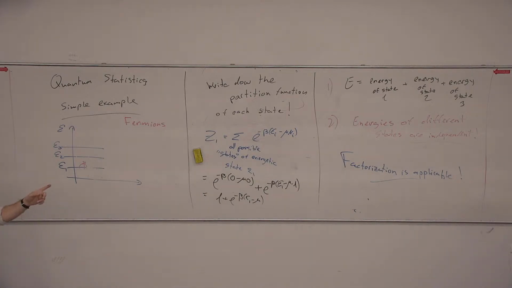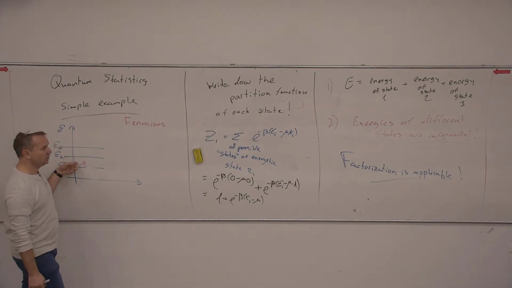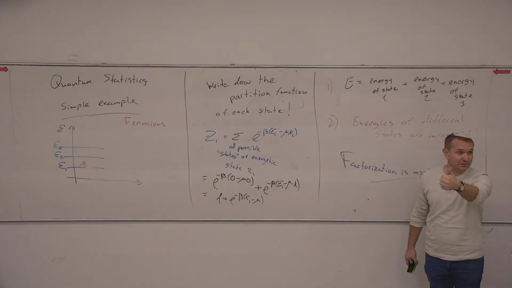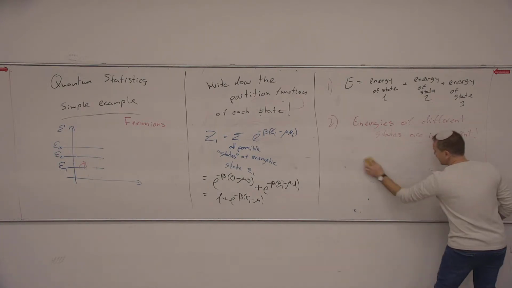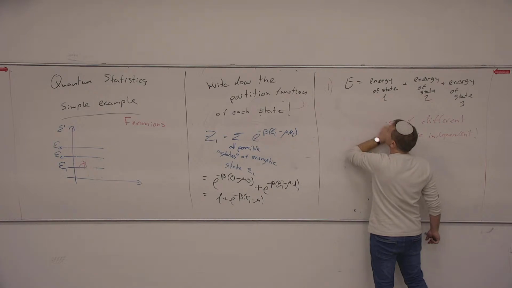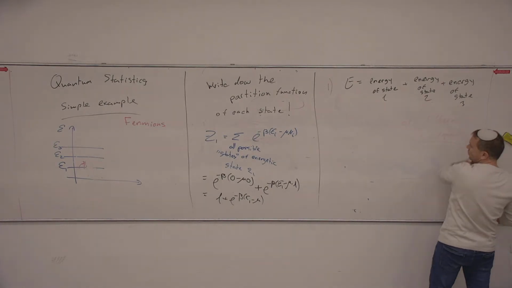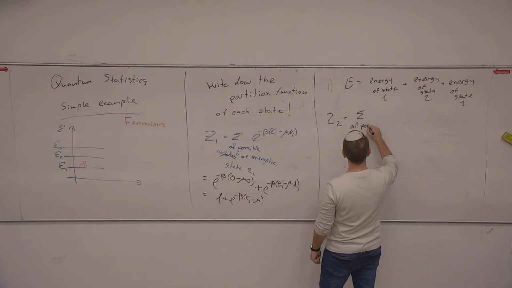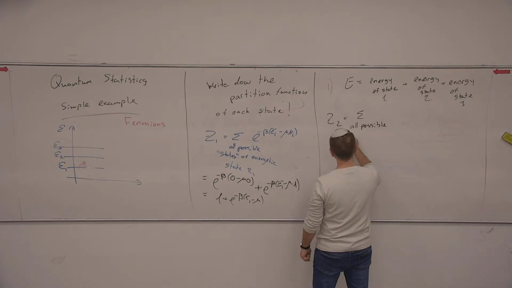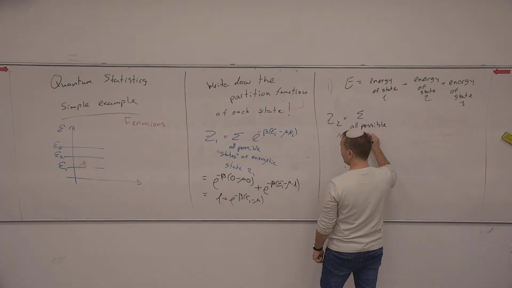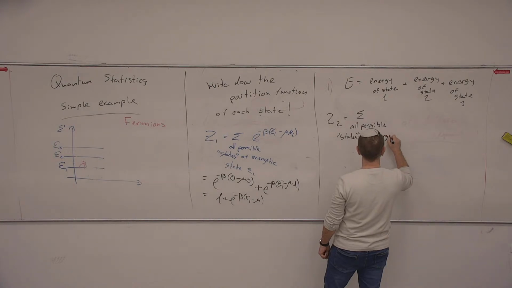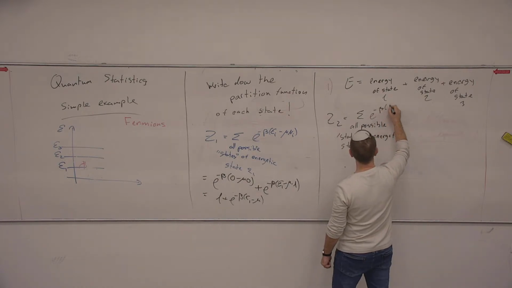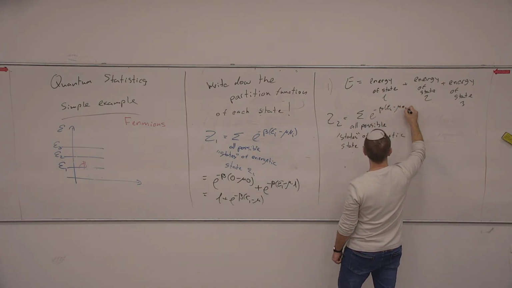Alright, so this is Z1. What's going to happen about Z2? It's the same thing, but instead of epsilon 1, it's epsilon 2. The same thing happens, right? I'm going to the second energetic state, and I'm saying, all right, let's write Z2. And Z2 is a summation over all possible states of energetic state epsilon 2, e to the power minus beta epsilon I minus mu and I.